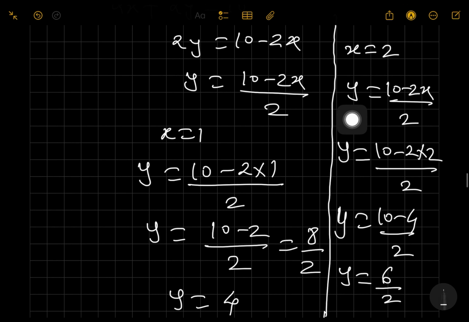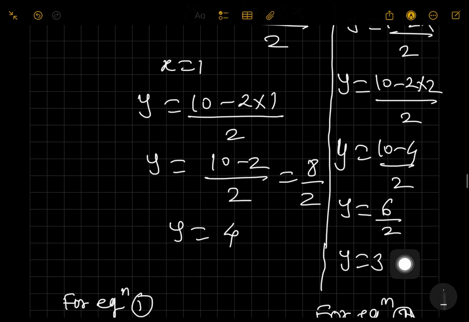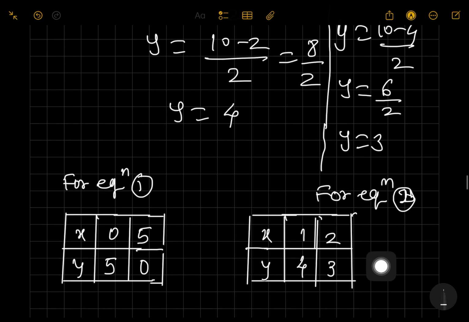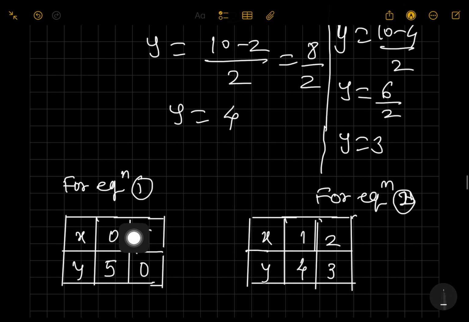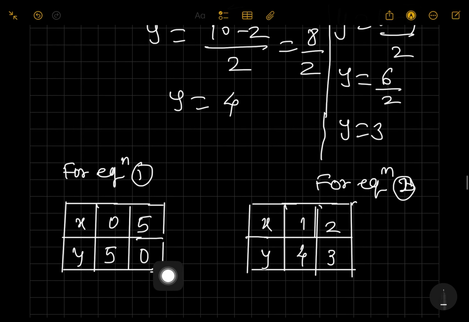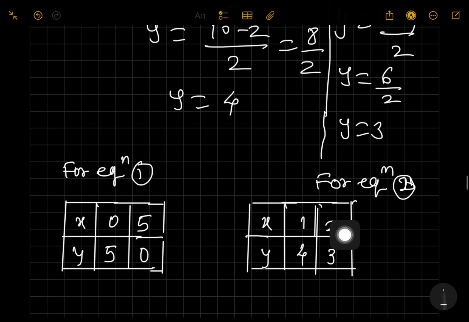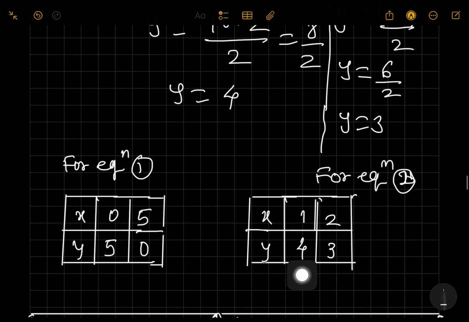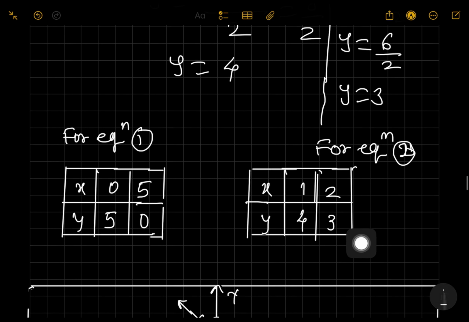We require 2 points, 2 values, so that we can draw the line on graph paper. With y equal to 10 minus 2x and x equal to 2, 2 into 2 is 4, so 10 minus 4 is 6, upon 2, y equal to 3. So these values we put here: for equation 1, if x is 0 then y is 5, and if x is 5 then y is 0. For equation 2, x equal to 1 gives y equal to 4, and x equal to 2 gives y equal to 3.